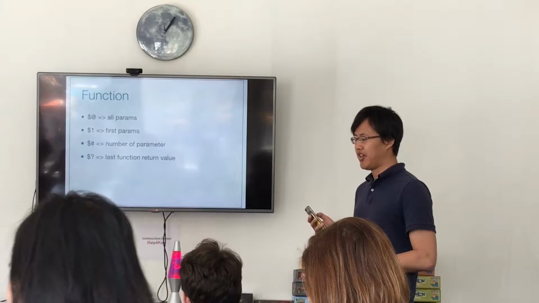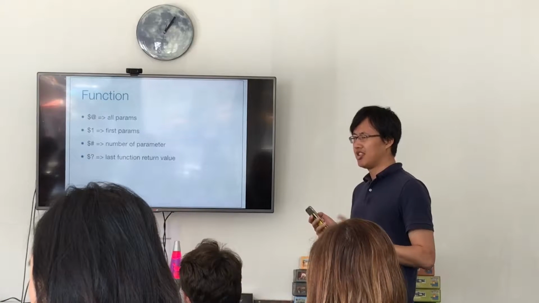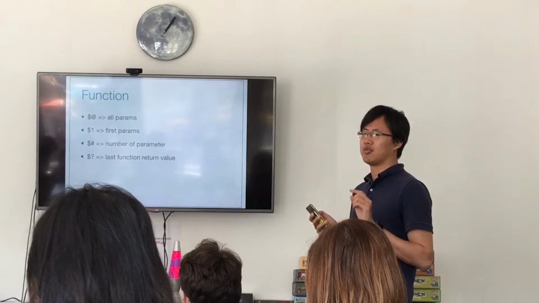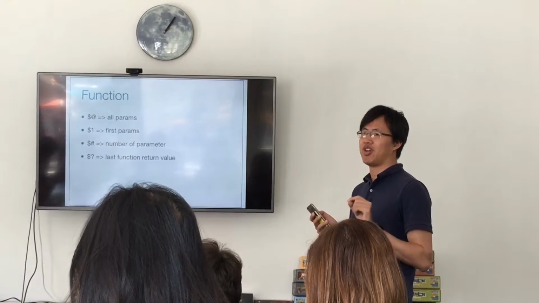And there's another thing called $?. This thing not only exists in the function, but also exists in the outer scope. It means the last return value of the function.